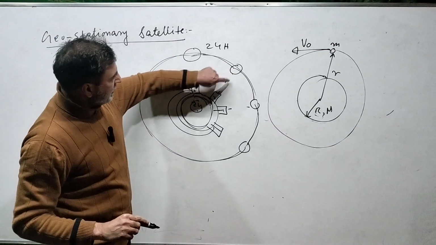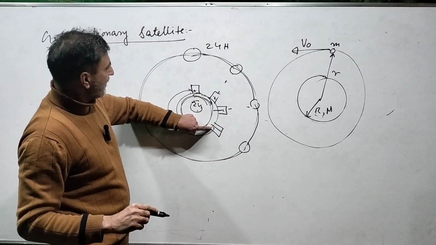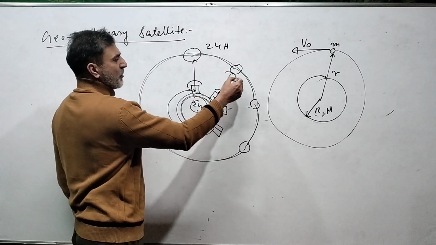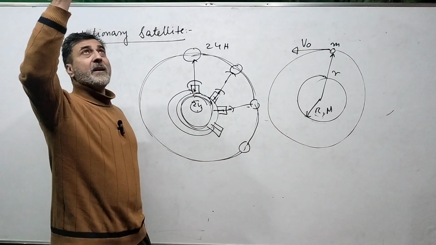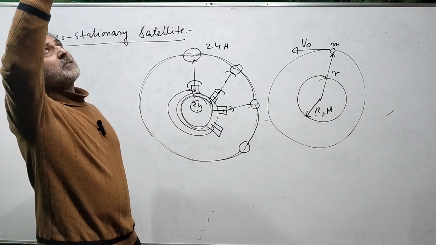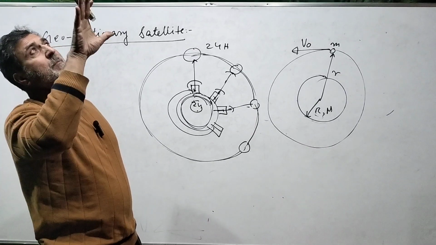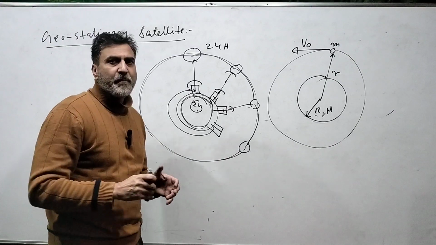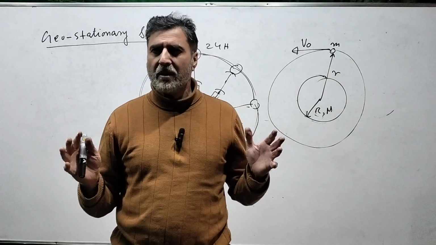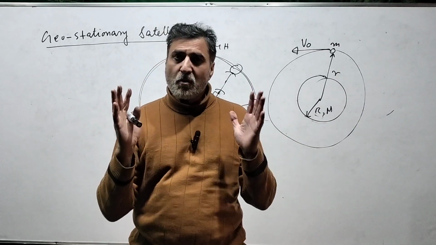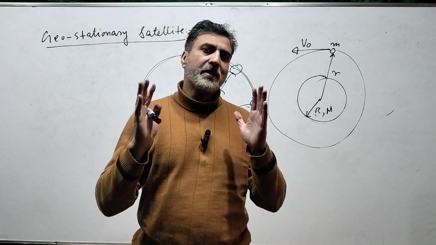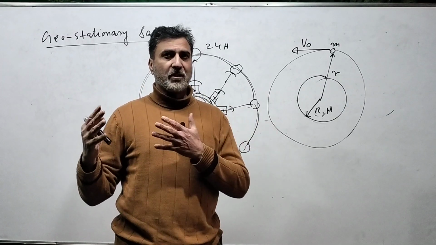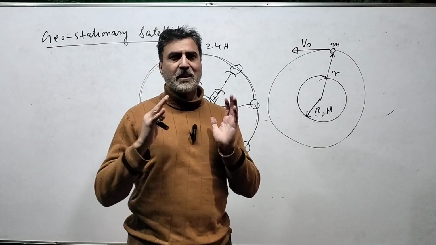It will be fixed. Hypothetically, if you are here, you see the satellite just above your head, you will always see the satellite above your head, because you are rotating and the satellite is also moving in a circle, and both remain fixed with respect to each other. So that's the concept. If the time period of a satellite around the Earth moving in an equatorial plane is 24 hours, the satellite remains fixed with respect to the Earth. That is what we mean by geostationary satellite. Geo means Earth, stationary. It remains stationary with respect to the Earth.